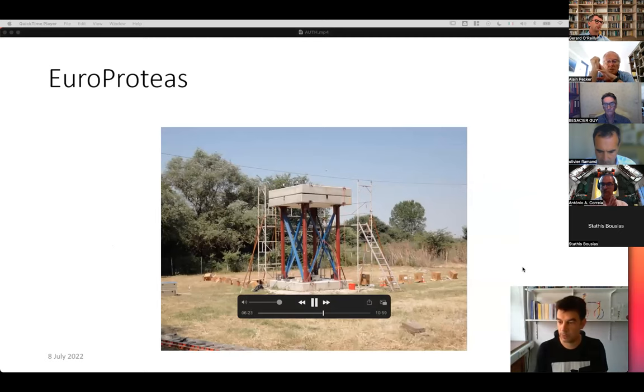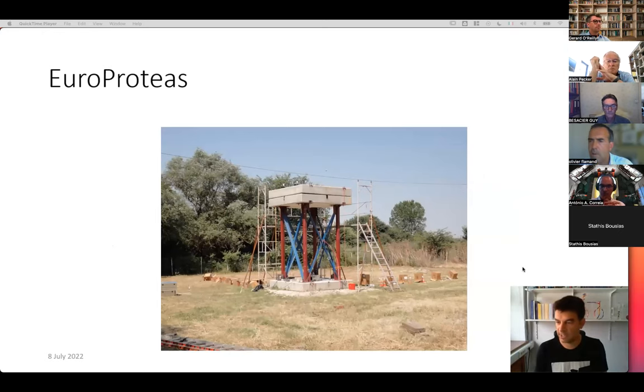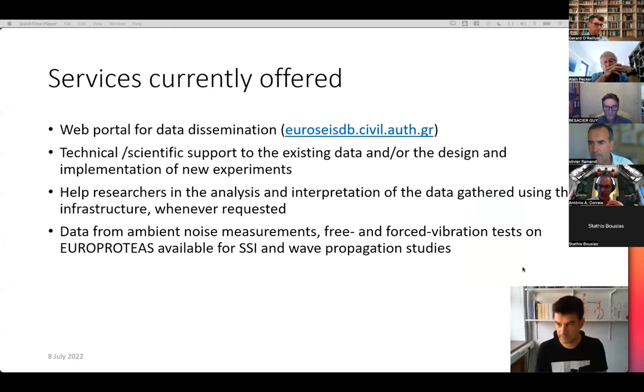This is a full picture of EUROPROTEAS. You can see here the deployment of the instruments in both horizontal directions. I might want to say that here the eccentric mass shaker is placed at the bottom slab, but equally it can be placed on the roof slab. We have instrumentation in the roof slab, the foundation in both directions, and also there is a borehole in the middle of the foundation that goes down to 30 meters where we can place an instrument.